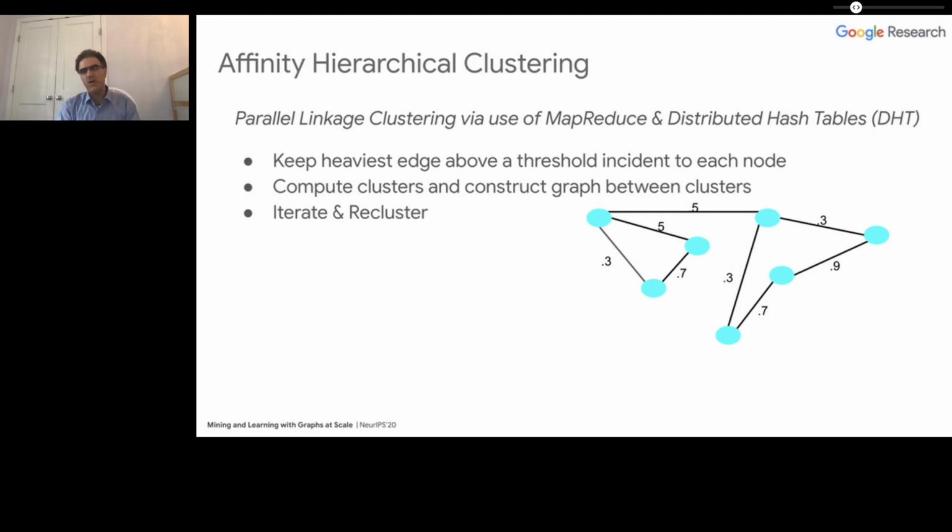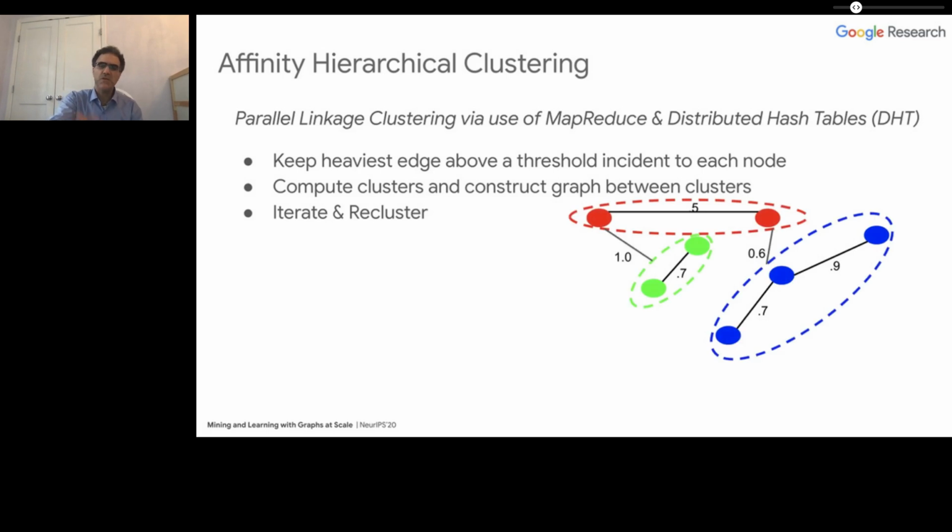It's very simple to describe the core idea of the algorithm. We start with a graph, and then we keep the heaviest edge connected to each node. Each node is trying to connect to the heaviest edge connected to it. So this forms a set of rooted trees that can be computed in one round of MapReduce with the right use of distributed hash table service, and that can serve as the first level of clusters. Then we compute a graph over these clusters, aggregating the information across clusters. The aggregate function could be average linkage, single linkage, max linkage, and so on. Then we iterate and recluster.